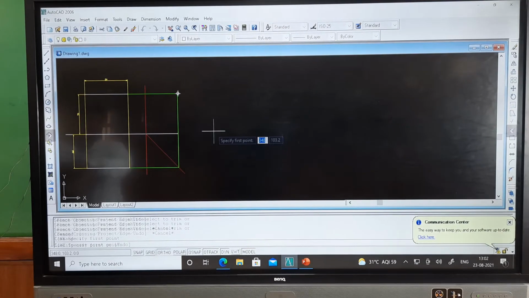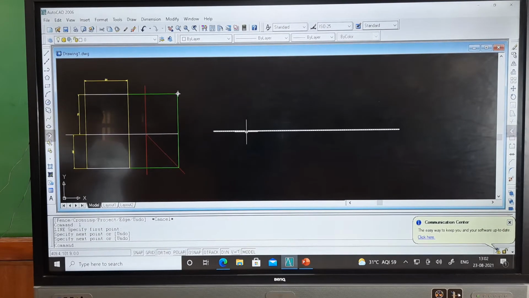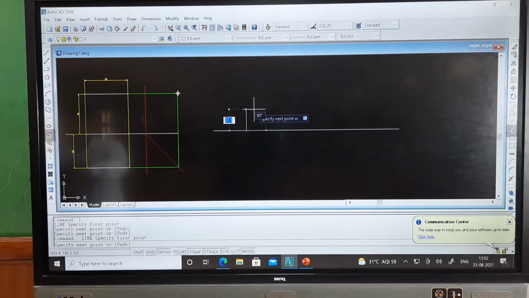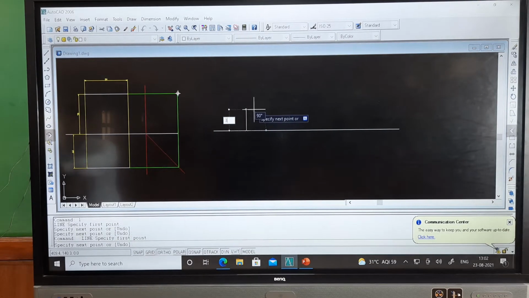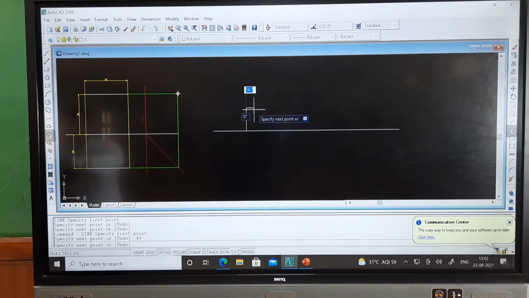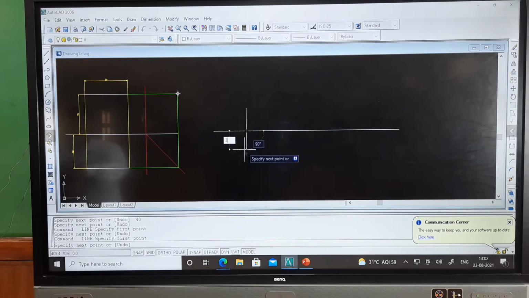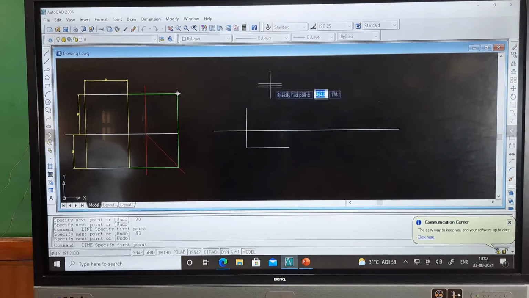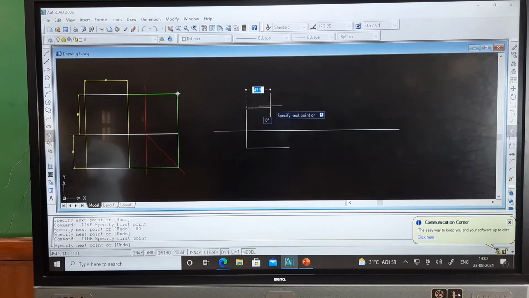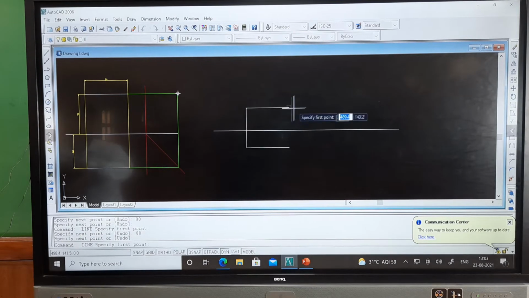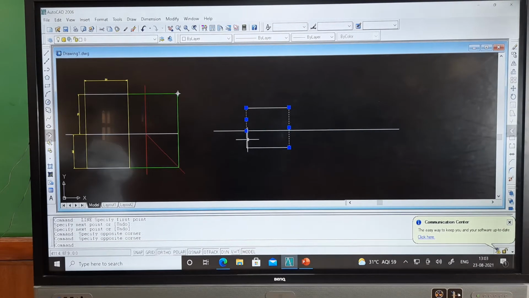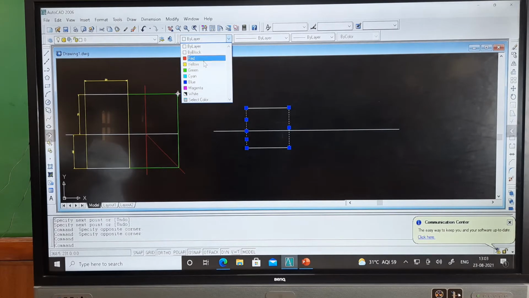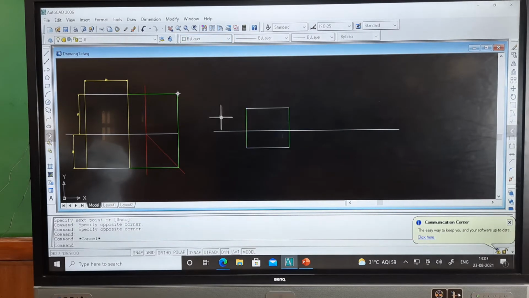L enter, again L enter. The question is 40 mm above the HP, 30 mm in front of the VP, length of the line is 80. These are the projection lines, whichever I am changing the line. These are nothing but our projection lines.